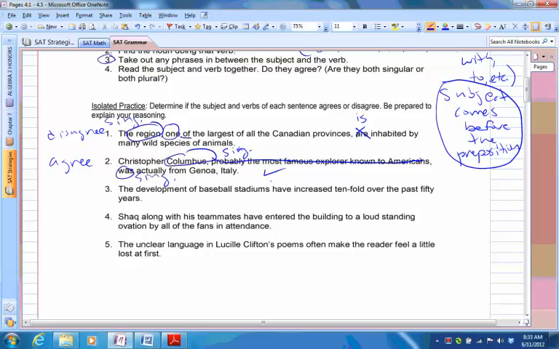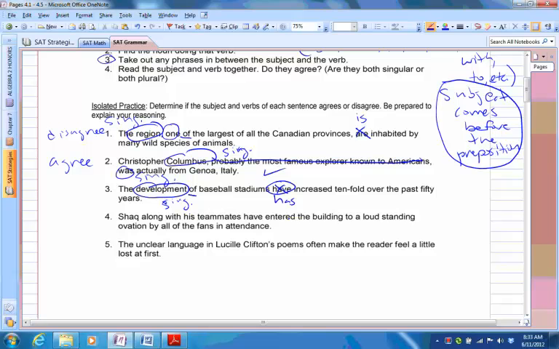So, if you think about it, development of baseball stadiums, you see the preposition of. Subject tends to come before the preposition. So the subject is development, not the baseball stadiums. And here you have the word have. That's plural. You didn't say developments, you said development. Singular. So this has to be has, not have. Have is plural, has is singular. So we need to say has. If you said baseball stadiums have increased, sure, but we're talking about development.